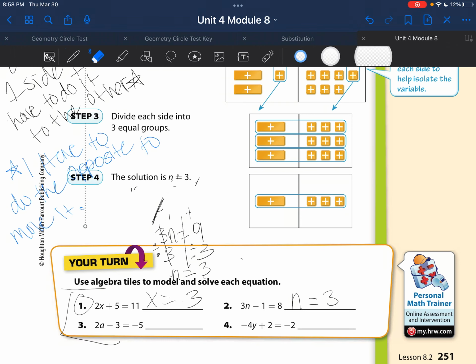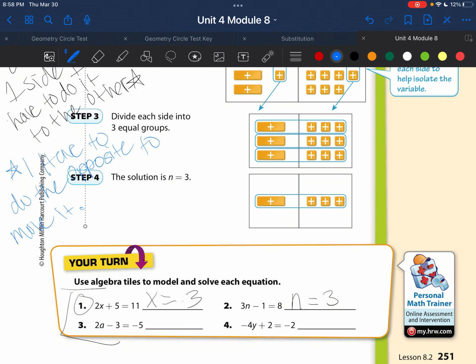So again, I'm going to erase this so I have more room to work. My suggestion on these is always get another sheet of paper, because you are definitely going to have a lot to write. So our next one is 2a minus 3 equals -5.